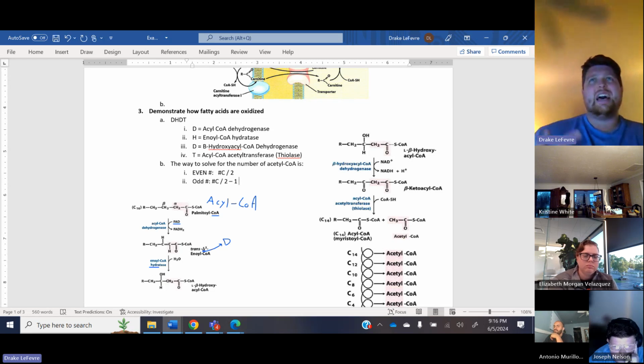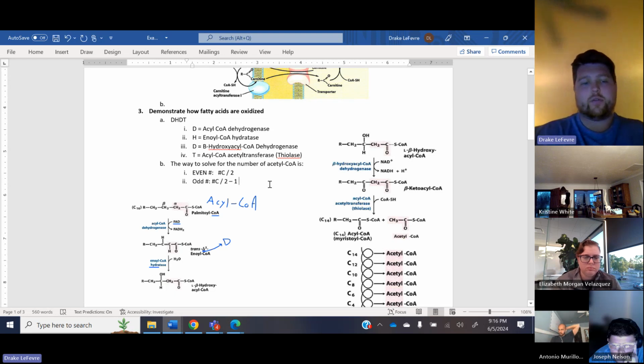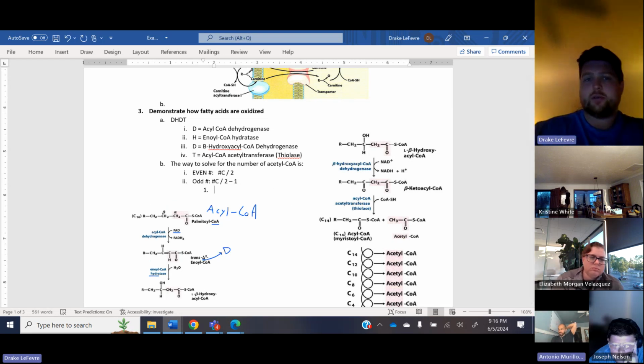So let's say we had 19 carbons. 19 divided by 2, it goes into it 9 times with 1 left over. So we'd actually end up with 8 acetyl-CoA. And what do we end up with left over? What's the leftover bit, the leftover 3 carbon?